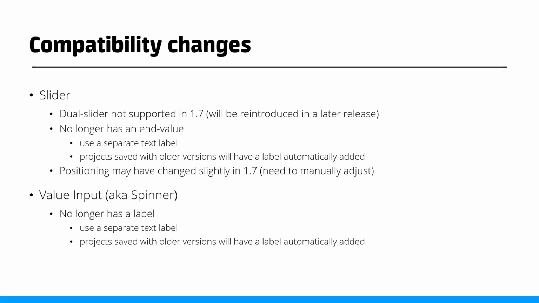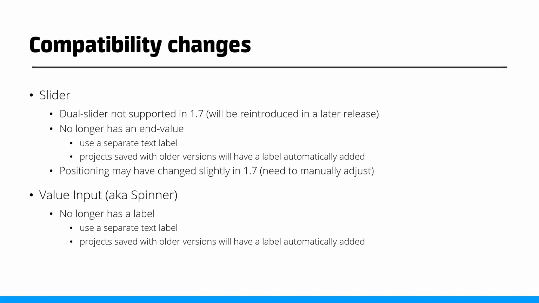You may need to do a little manual adjustment when you open in 1.7 to sliders on your project, but hopefully nothing too drastic, and it should take less than 2 or 3 minutes to change it so that it is where you want it to be relative to other components in 1.7. Similar but lesser for the value input.